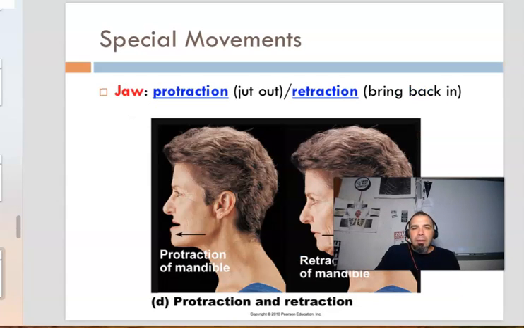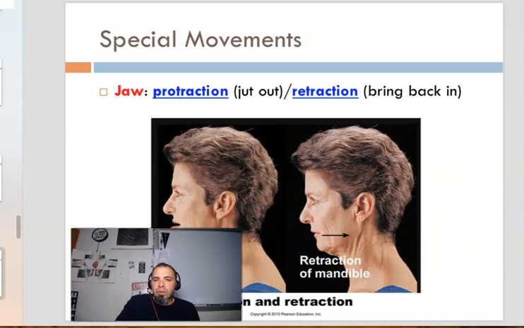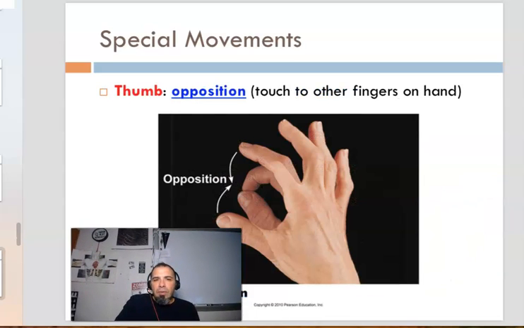Protraction, retraction, jaw. So you can see those arrows. Let me move my face again. It's in the way. Oops, we'll just put it over here, whatever. It looks like she's yelling at me. And then opposition with the thumb.